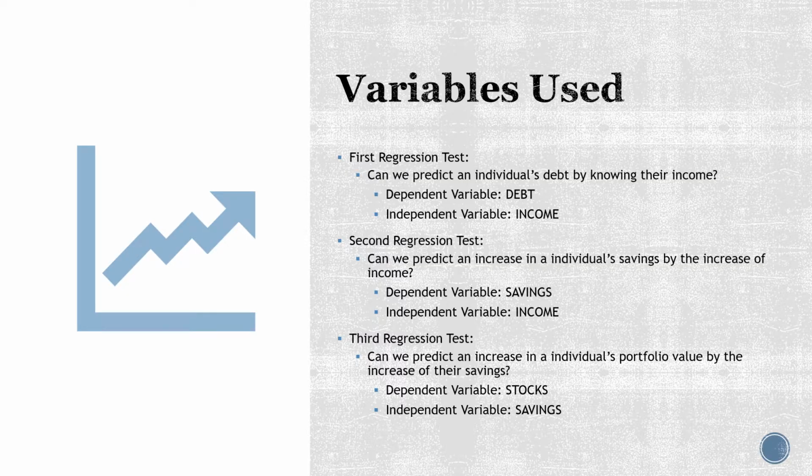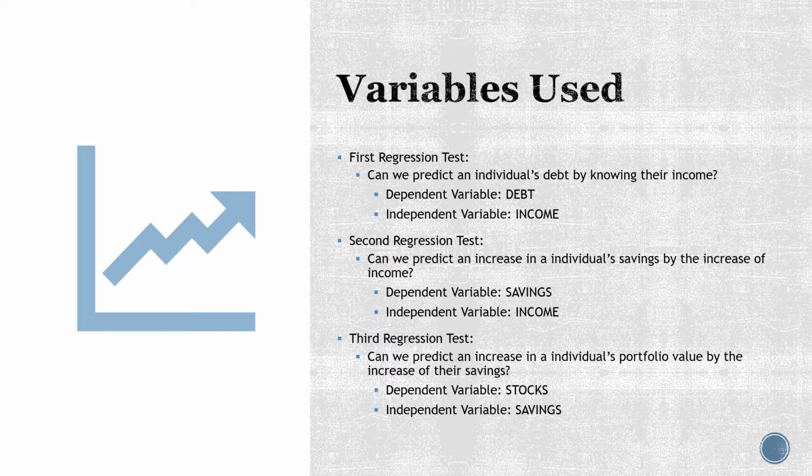Variables used in our hypothesis test. The first regression test, we're going to find out, can we predict the individual's debt by knowing their income? The dependent variable used is debt. The independent variable used is income.